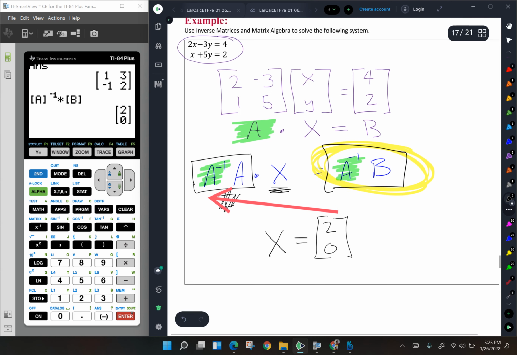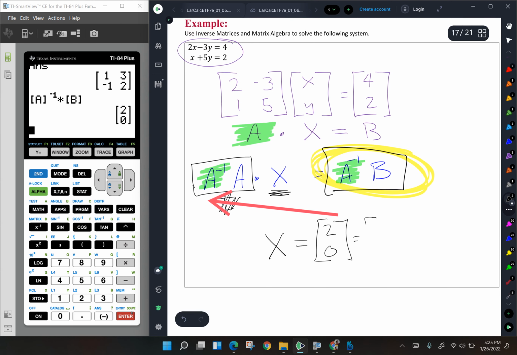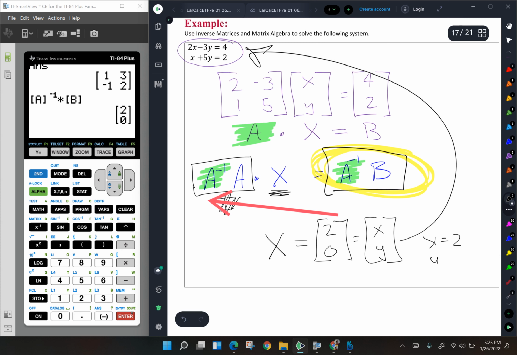But what was X again? Oh, that means that that's equal to the matrix X, Y. Or in terms of the original problem, X is 2 and Y is 0. And that's my solution to my system.